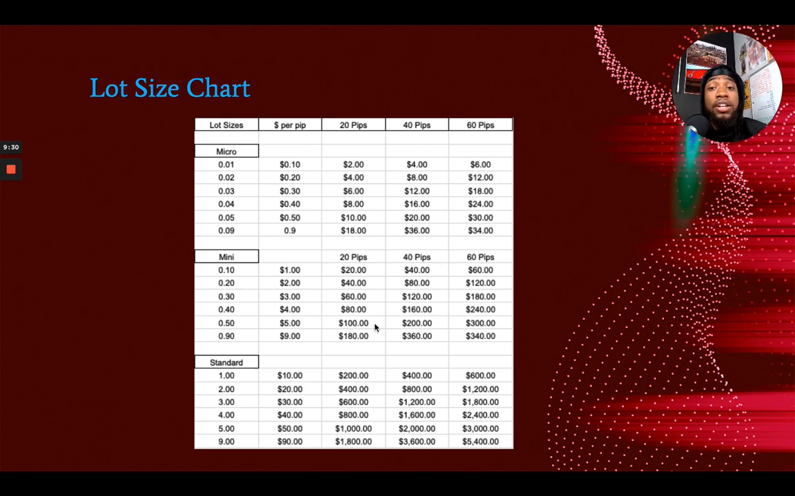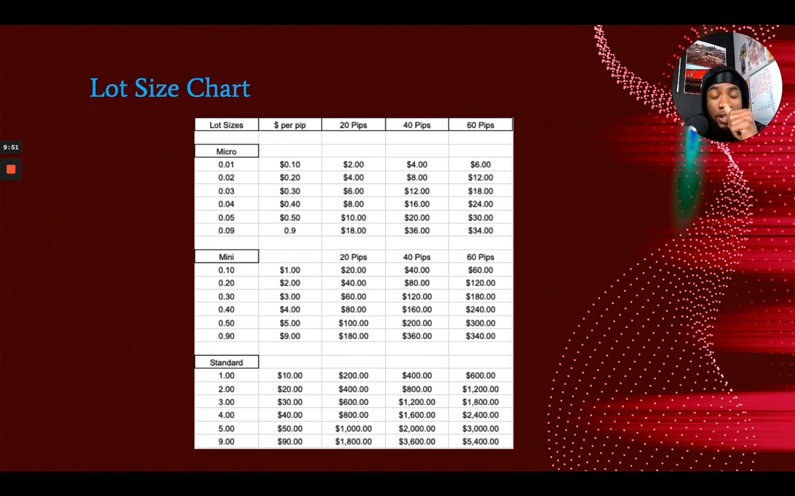Now let's bump that up once again to a standard, the 1.00. Now that 20 pips represents $200, 40 pips represents $400, and 60 pips now represents $600. These are the same amount of pips, but you see, a totally different class of money.